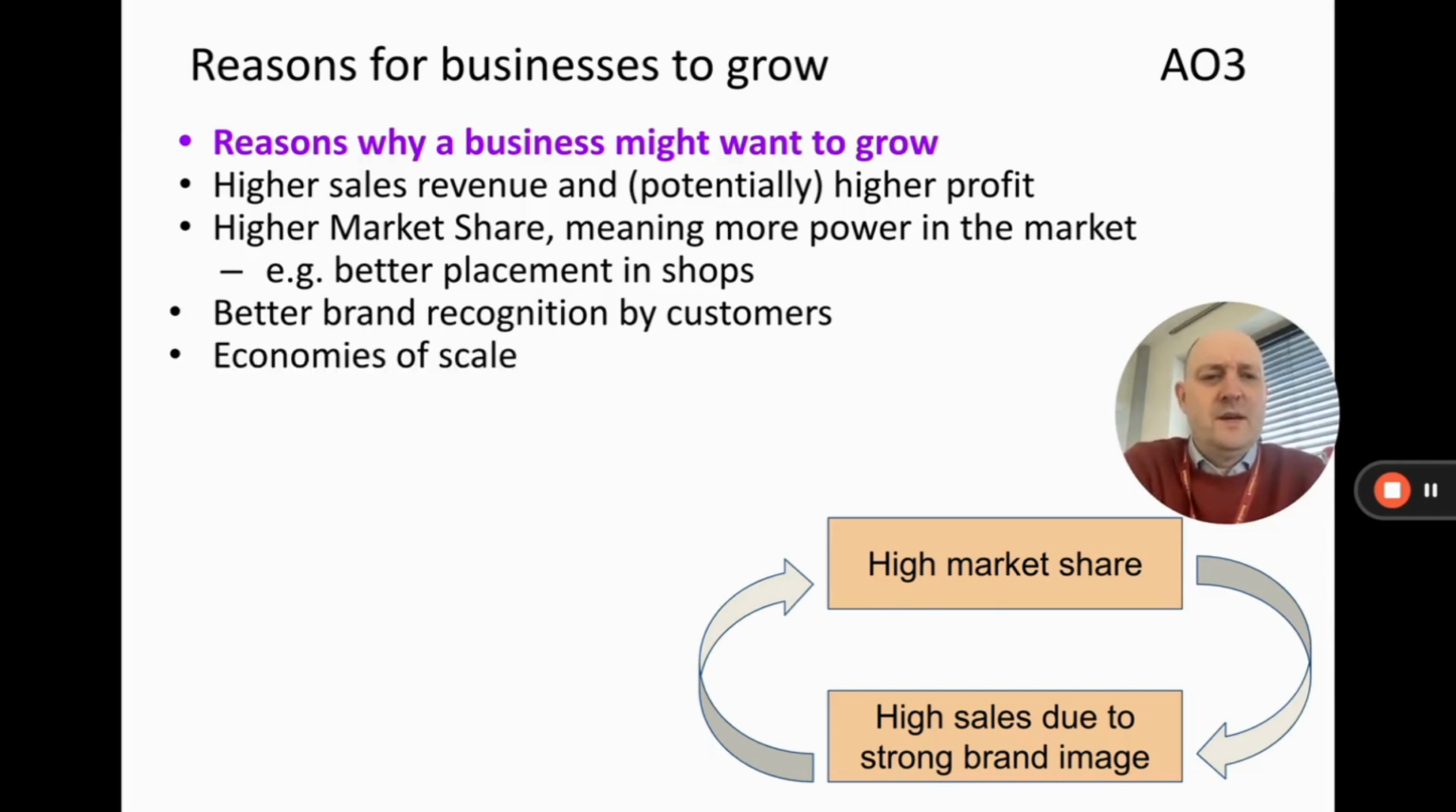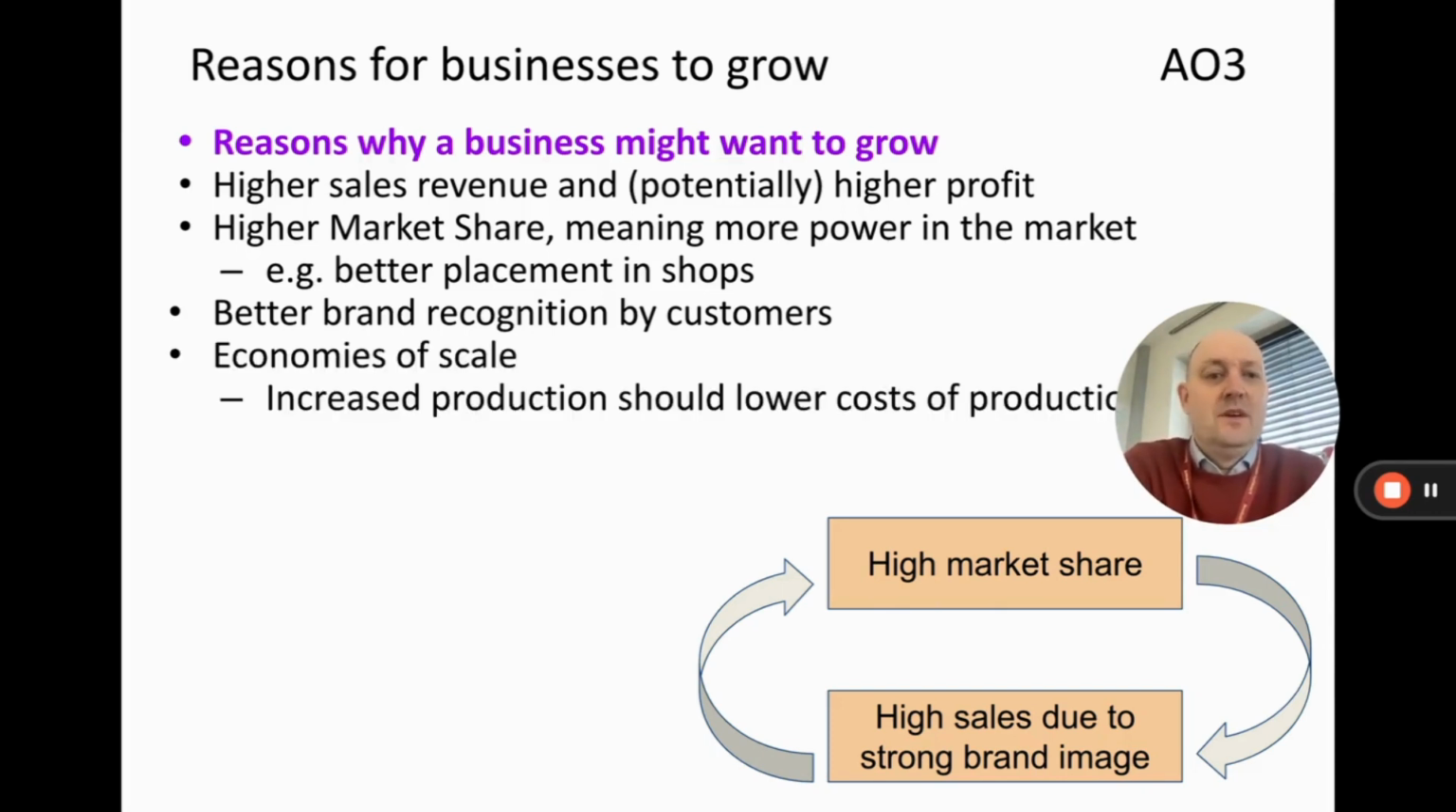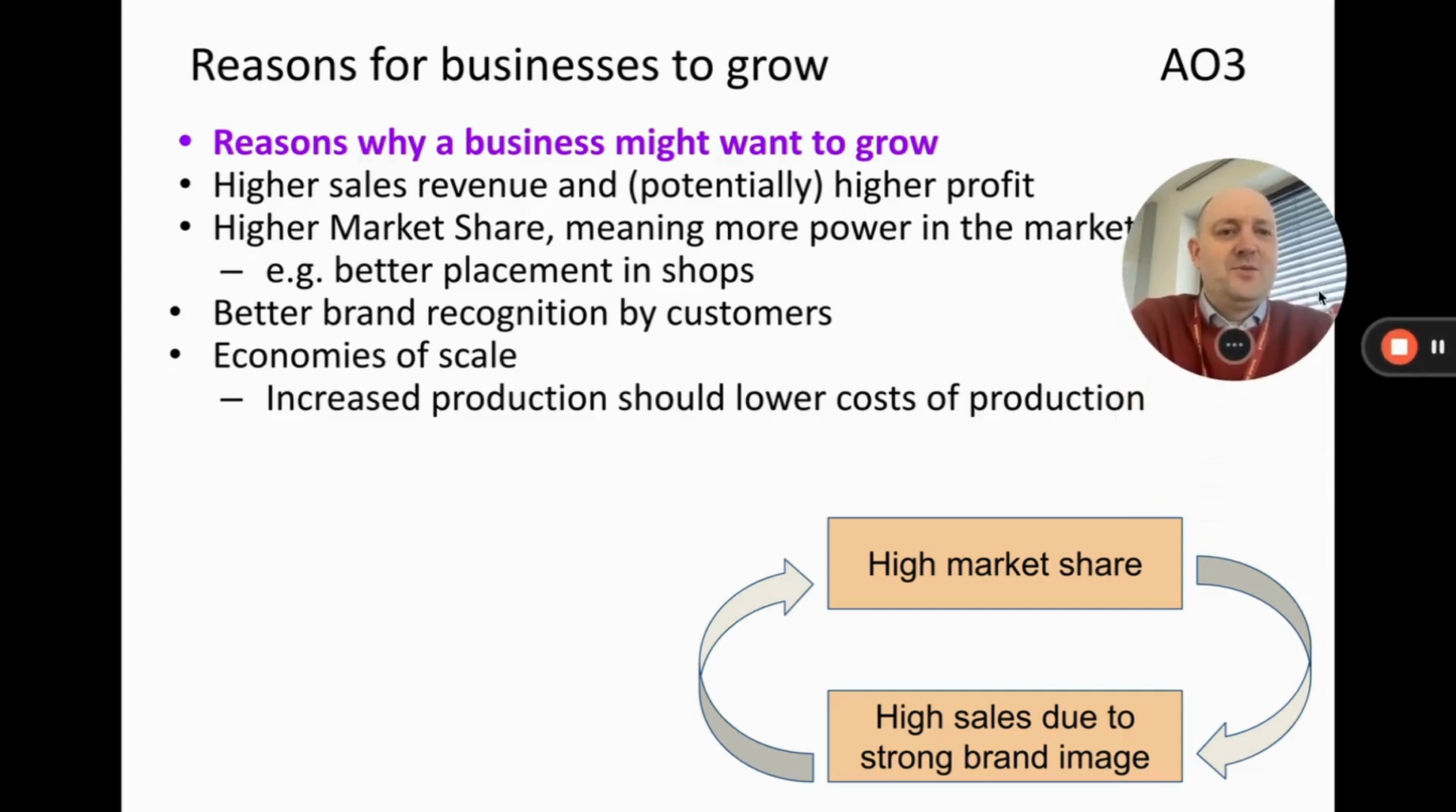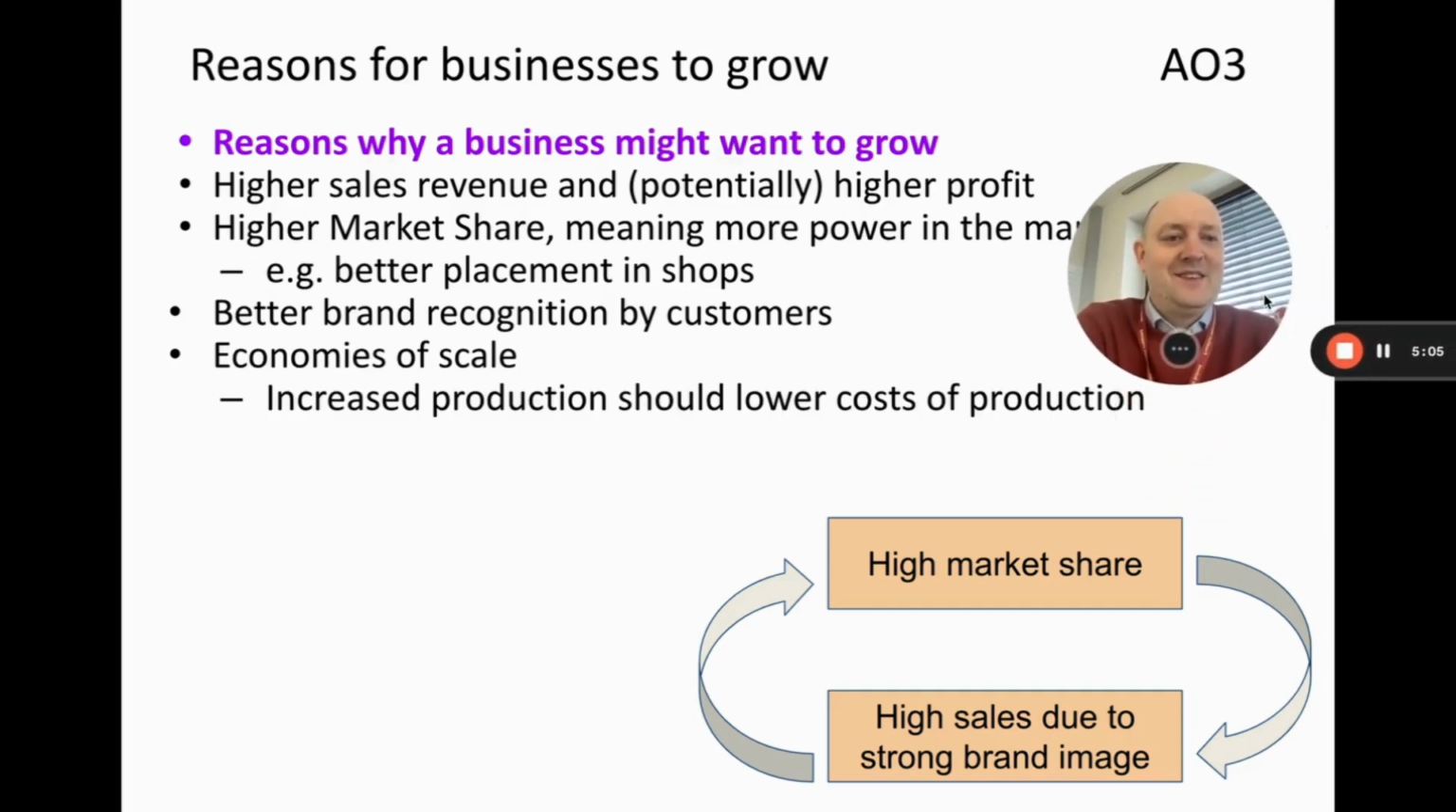We're also going to get economies of scale, which we're going to look at in the next video. Basically, economies of scale is as you produce more, we become better at production, more efficient at production, so we can produce things at a lower cost.